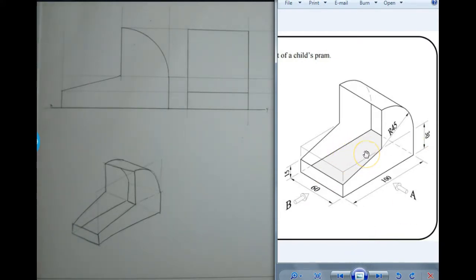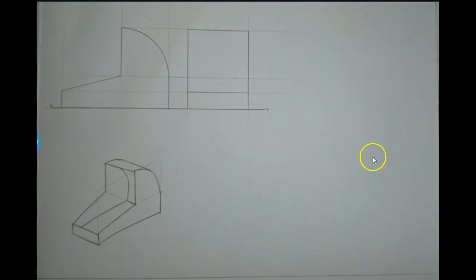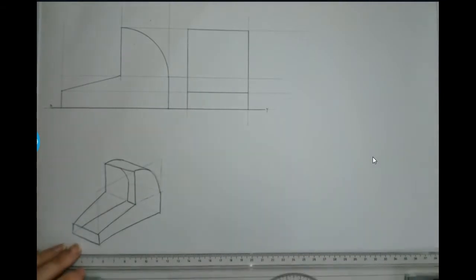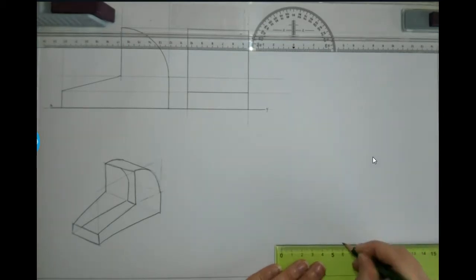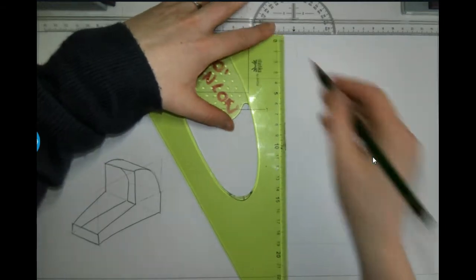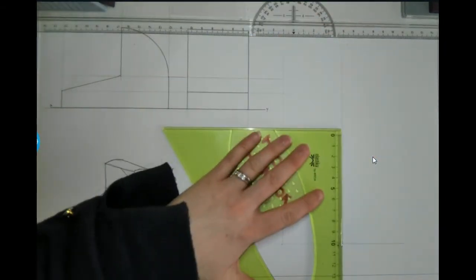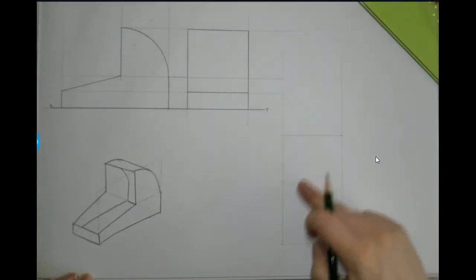As we can see with the development, we have the bottom, the side, the front, and the back. I'm going to start here with the bottom. Now, in order to get the bottom here, I have my width here, which is 100, and I have the thickness here, which is 60. On my page, I'm actually going to draw it here. Okay, so I'm going to measure my 60. I'm going to measure my 100. And that there would be the bottom part.